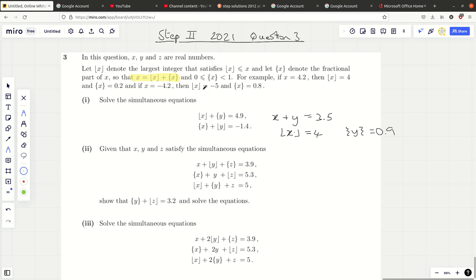I can do the same with the second equation, but I've got to bear in mind the negative aspect of this. The integer part of y must be -2 here, and therefore the fractional part of x must be 0.6, because -2 plus 0.6 is -1.4. Okay, we can now just write down our answers, because x is therefore going to be 4.6, because it's that one plus that one. And y is going to be -2 plus 0.9, which is -1.1.